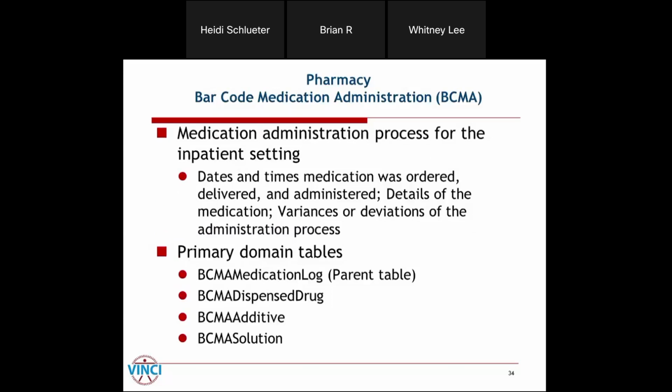We have the Pharmacy Barcode Medication Administration, or BCMA. So this domain is for medication administered during an inpatient setting. Information here includes dates and times that the medication was ordered, delivered, and administered, details of the medication like the drug name and dose, variance or deviation of the administration process. And these are the primary tables.